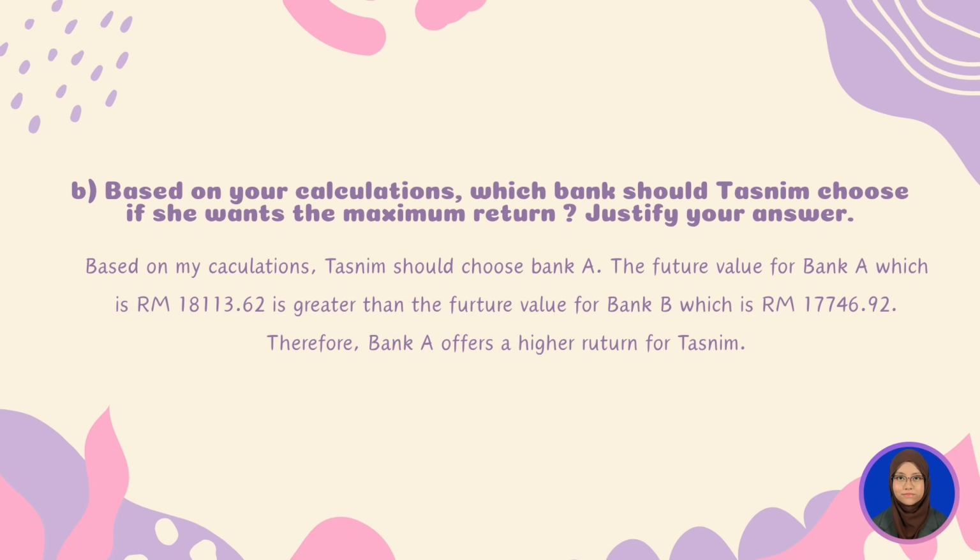This is because the future value for Bank A, which is RM18,113.62, is greater than the future value for Bank B, which is RM70,746.92. Therefore, Bank A offers a higher return for Tasnim.